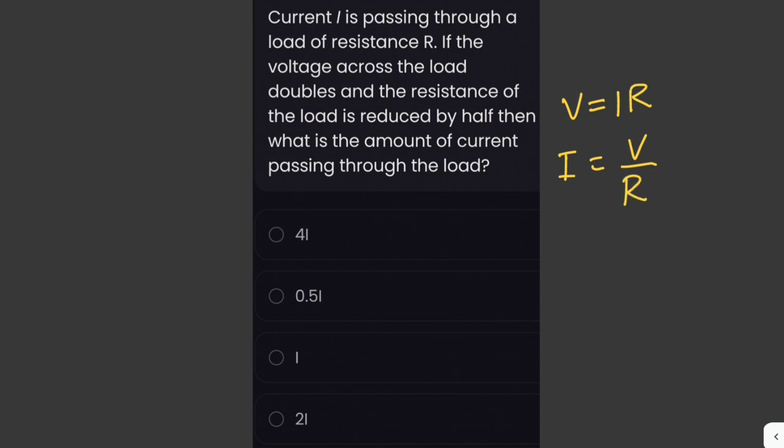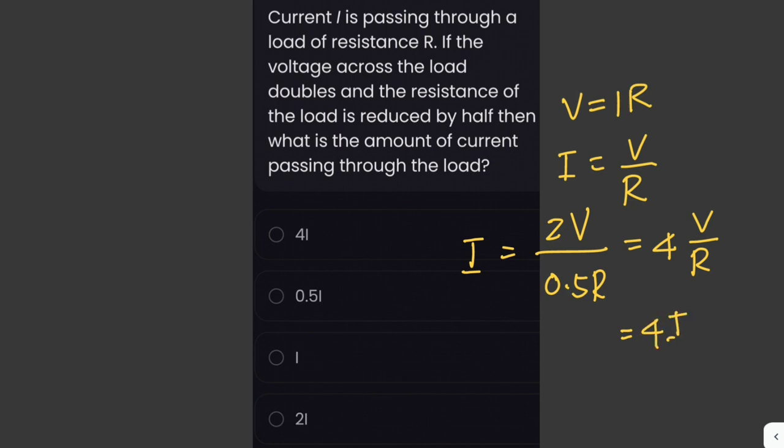If the voltage doubles and the resistance is reduced by half, our current would be equal to 2 times the voltage divided by 0.5 of the resistance. 2 divided by 0.5 gives us 4 times V over R, which is equivalent to 4 times the current. Therefore, the current flowing through the load will increase 4 times. So the answer is this one.